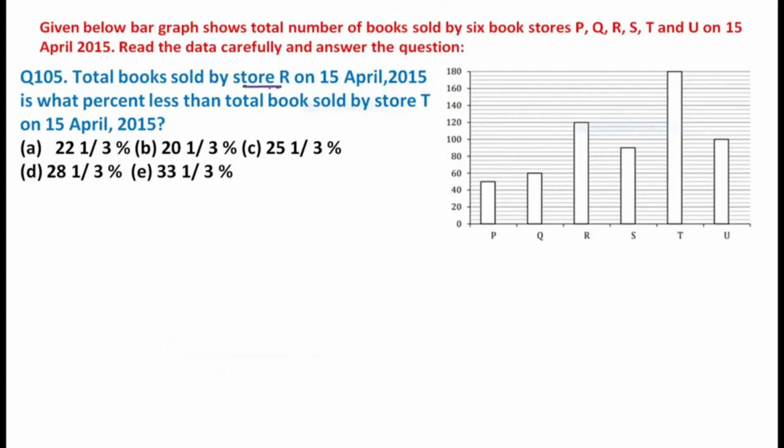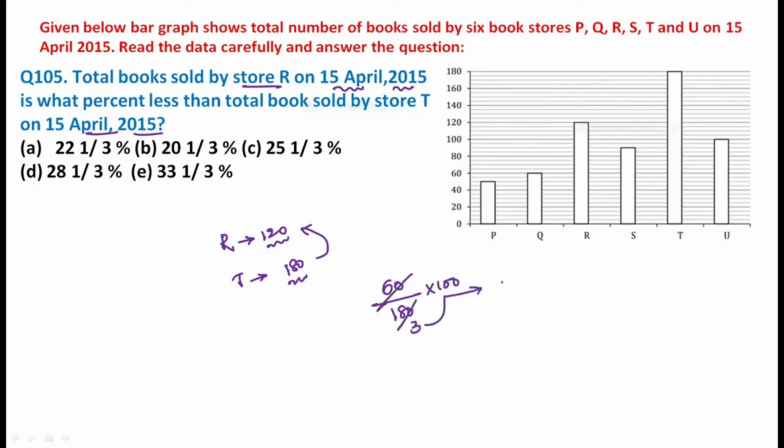Total books sold by store R on 15th April 2015 is what percentage less than the total books sold by store T? Take R data as 120. In the same way, take T data as 180. Now R value when compared to T, how much percentage is less? The number of quantities less here is 60. The last term in the question is always the denominator: 60 by 180 is exactly one-third. One-third is 33 and 1 by 3 percent. Now the answer is 33 and 1 by 3.